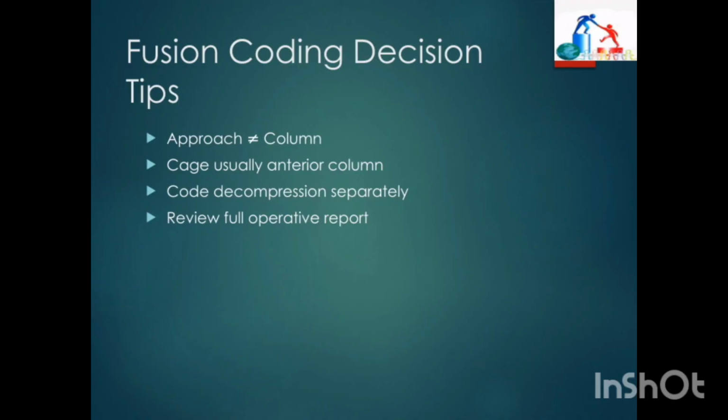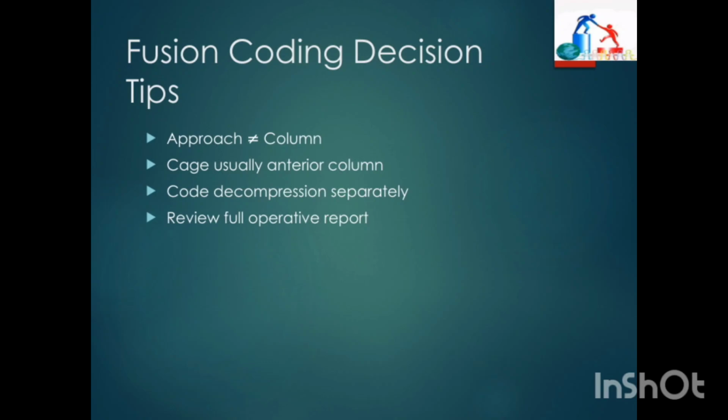Now, regarding fusion coding, there are some key decision tips to keep in mind. First, differentiate between the approach and the actual column involved. This helps prevent coding errors. Second, pay close attention to the specific procedures performed and document them thoroughly. These details are crucial for accurate coding and reimbursement. Remember, understanding these nuances supports overall documentation integrity and coding precision, which ties back to the broader theme of ensuring compliance and optimal billing.